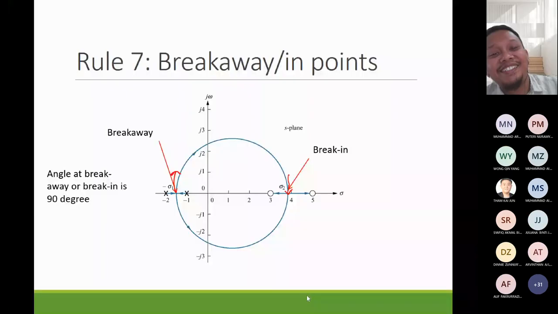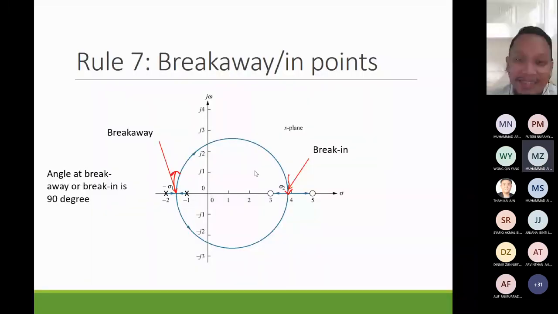So this is going out, and this is going into the real axis. Breakaway is the point where the root locus goes out, and then break-in is the point where the root locus breaks into the real axis.